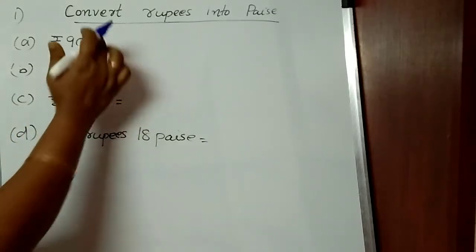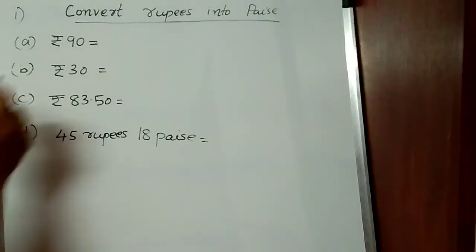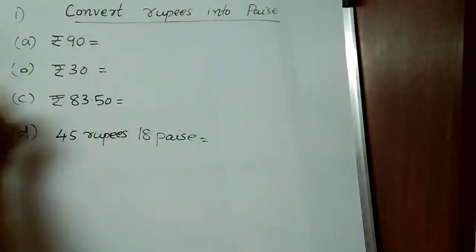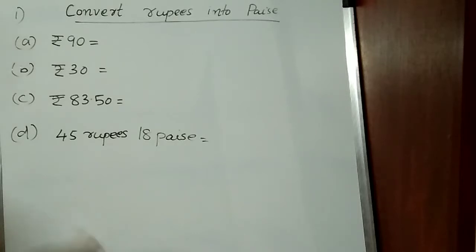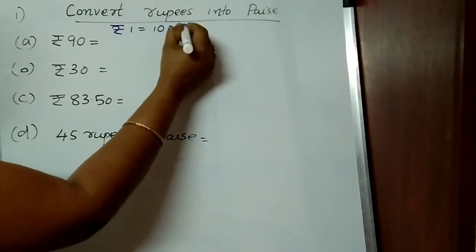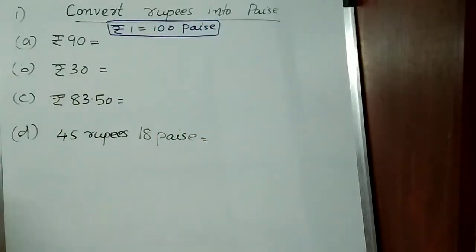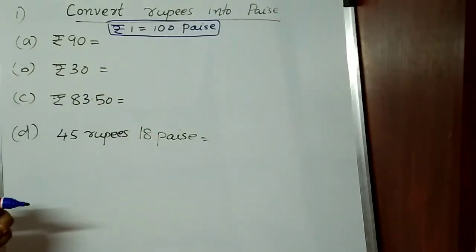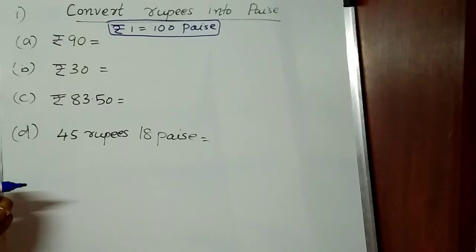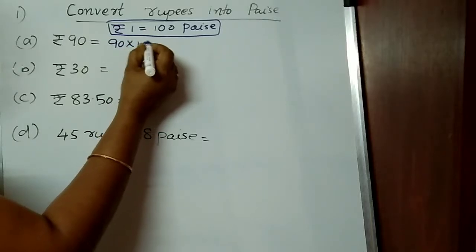First one is convert rupees into paise. Here rupees 90. How will you convert 90 rupees into paise? You know that 1 rupee is equal to 100 paise. So, what is 5 rupee? 5 rupee is equal to 500 paise. So, 90 rupee is equal to 90 into 100. That much paise.